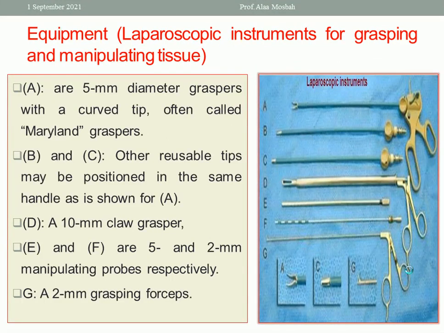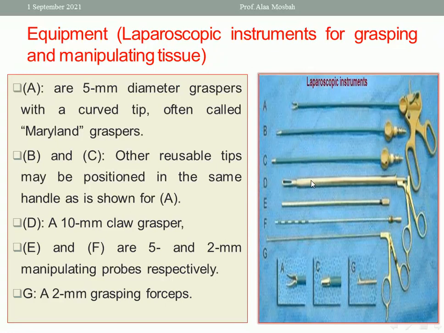Laparoscopic instruments for grasping and manipulating, as you see in this picture. The first one here is a 5 millimeter diameter grasper. This is called Maryland. As you see in the picture here, this is Maryland. And the second and the third one can be fixed in the same handle, rather graspers. Also 5 millimeter.